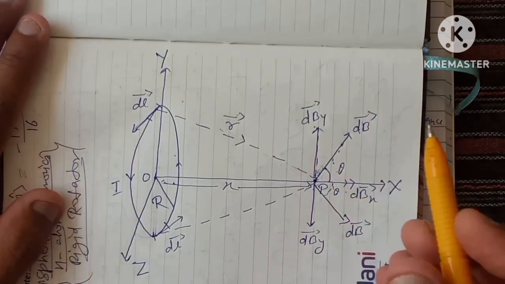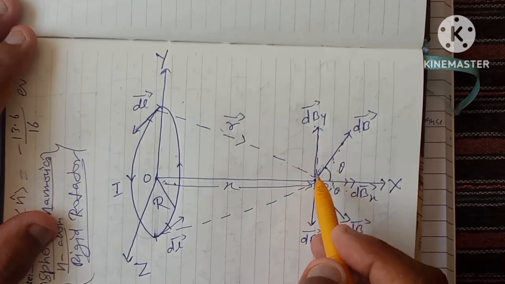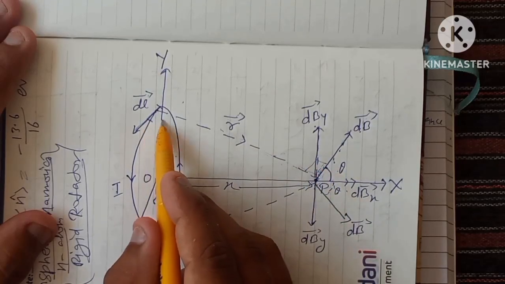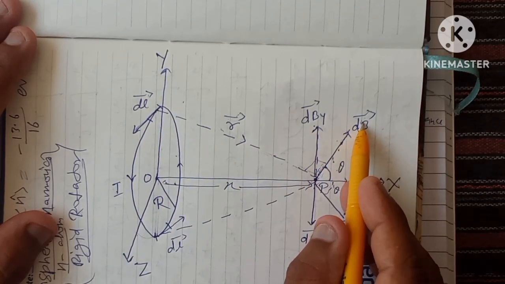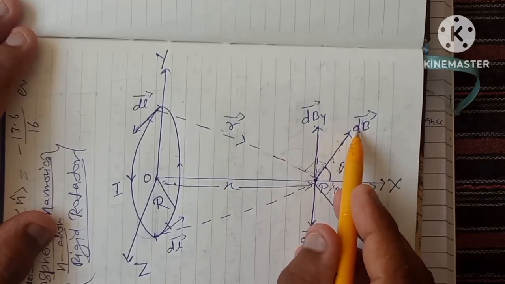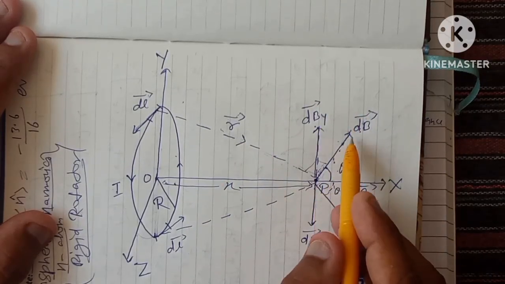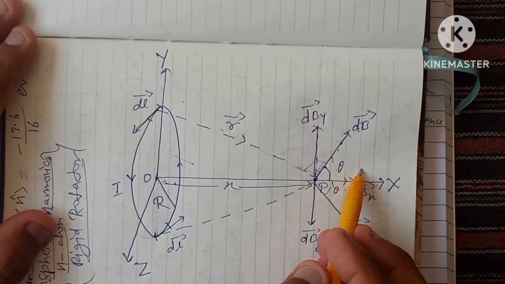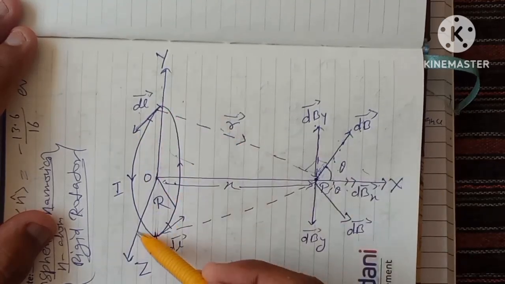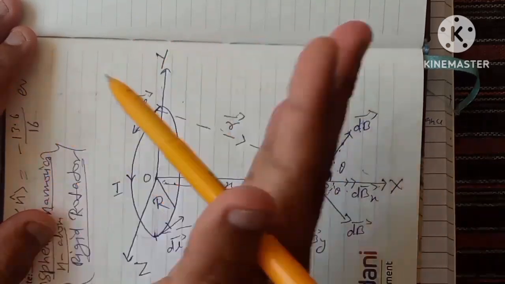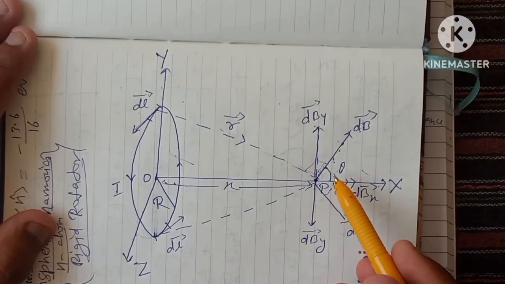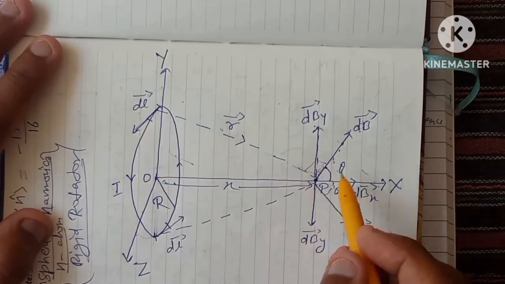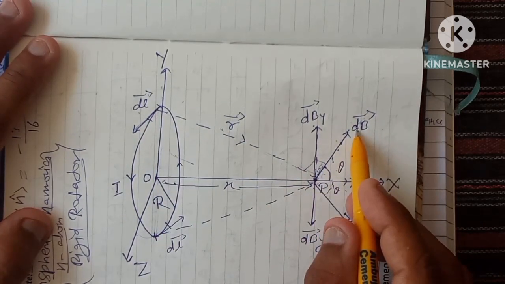Here you can clearly see that this dB vector is perpendicular to both the r vector, this angle is also 90 degrees, and the dl vector. You can also see that this dB vector is in the xy plane, and your dl vector is in the yz plane, and both the planes are perpendicular to each other. That is why this dB vector is perpendicular to both the r vector and the dl vector. So this is the direction of my dB vector.